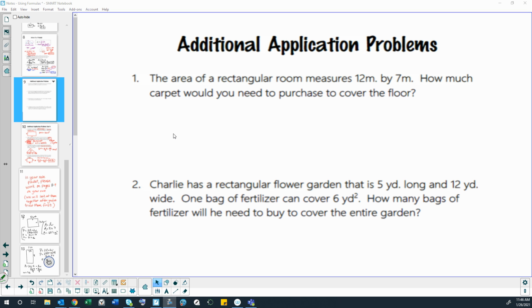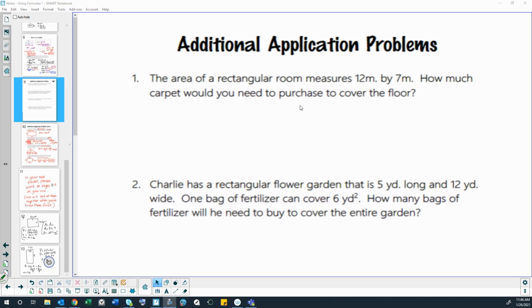All right, this is page 8 in our note packet. Application problems. So you have a Khan Academy assignment with rectangle area and perimeter word problems that you're going to be doing. By going through a bunch of these, you'll be able to see different ways that area and perimeter apply to things.